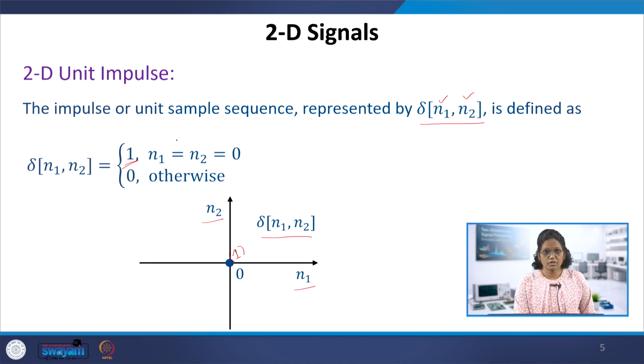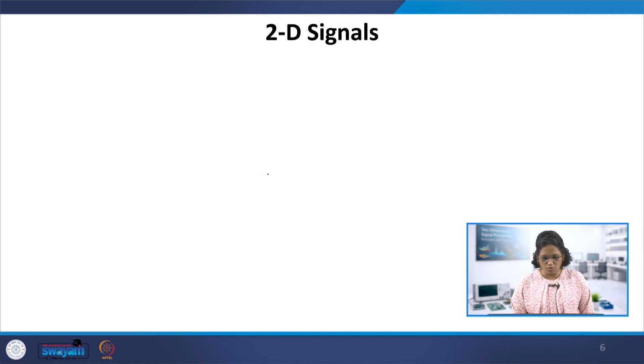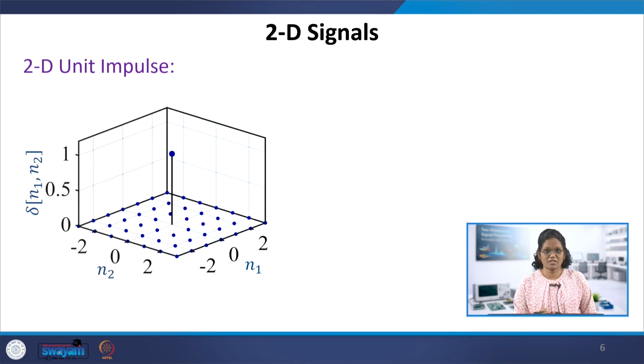So the expression of this 2D impulse is this one: del of n1 comma n2 is 1 when n1 and n2 both are equal to 0. Now coming to the 2D unit impulse itself, how do you visualize it in 3 parameters? We have this 3D plot, where n1 is one axis, the x-axis, and n2 is the y-axis, and the value of del of n1 comma n2 is 1 at n1 equal to 0 and n2 equal to 0. This is unit amplitude. So this is actually the case of 1, which is given over here. This is a unit impulse.